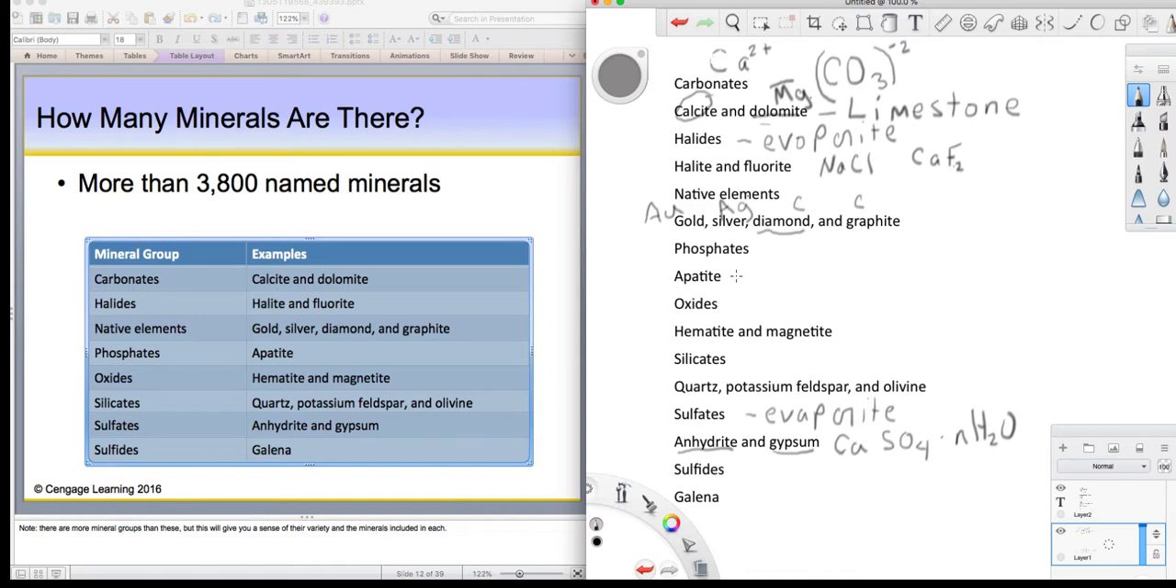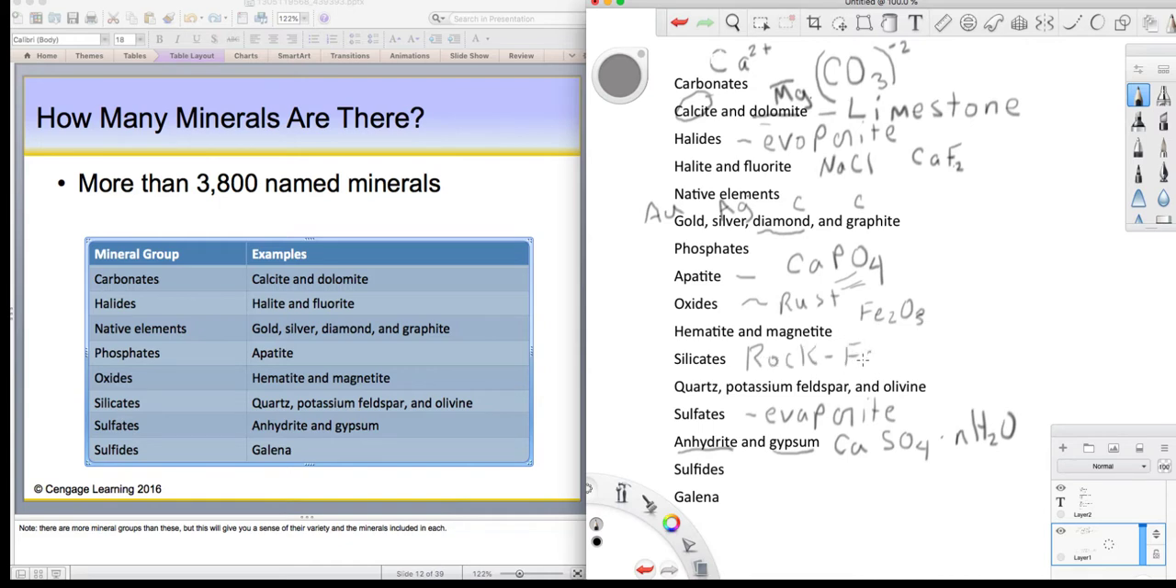Phosphates, so apatite, one of the more important ones we see. It's a calcium phosphate. It's a PO4, right? So that's our phosphate. And remember, phosphates are important as fertilizers. So oxides, so you can think of this almost like a rust, and so we're going to see the hematite and the magnetite. So for hematite, we're looking at Fe2O3.